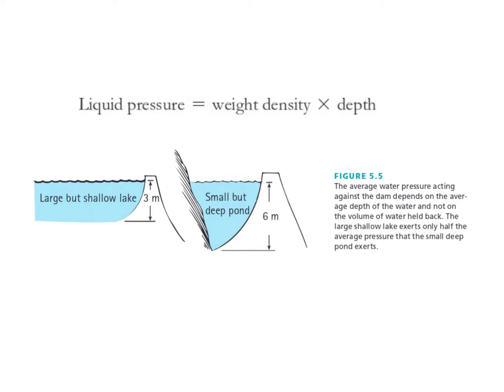And so you have the weight per volume times the depth. That's the weight density times the depth. That's how you determine the pressure exerted by a liquid. Again, the most important factor is not how much water there is, but what the depth is. And of course, a more dense fluid is going to exert more pressure as well. That's what this term is telling you.